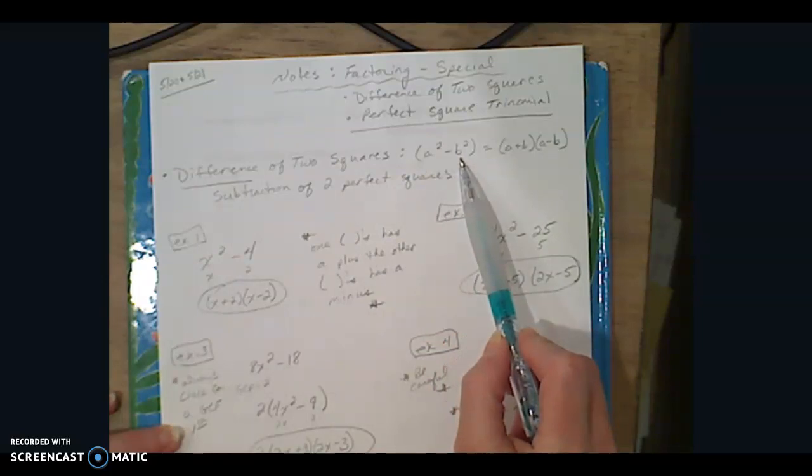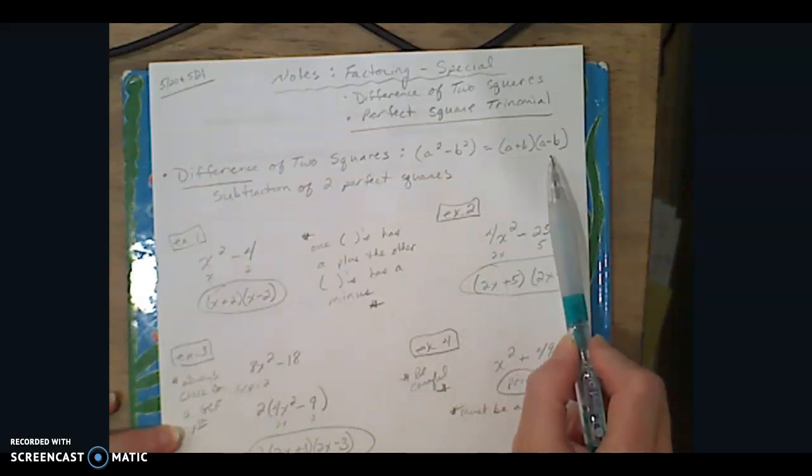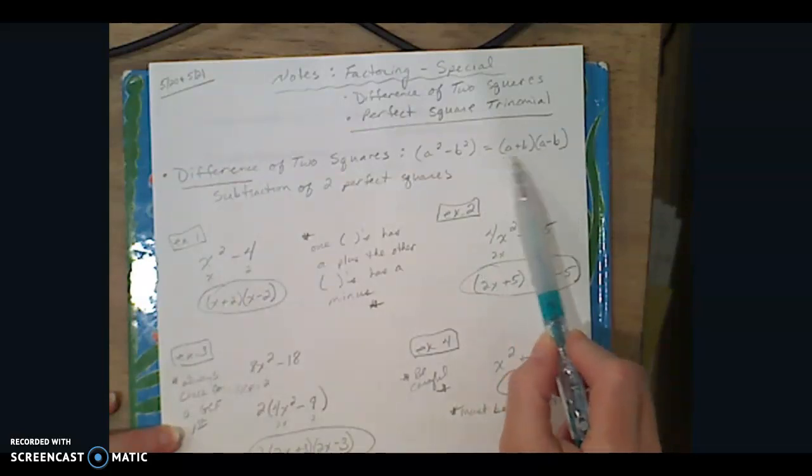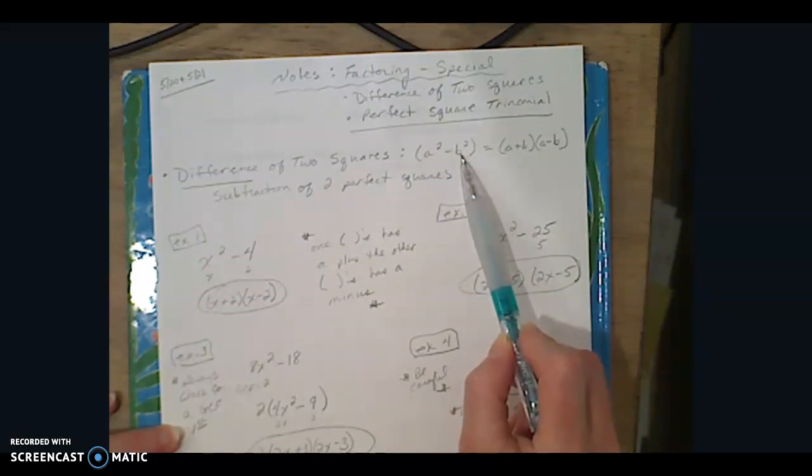You can factor a difference of two squares. It's going to factor to two parentheses. One's going to be a plus, one's going to be a minus. And the numbers that go in here are going to be the square root of each of these perfect squares.